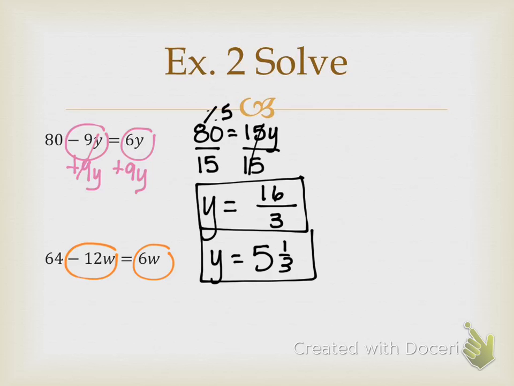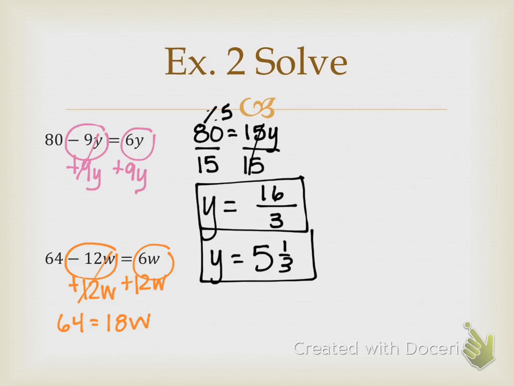Okay, we can't ever just swap something. So how do I get this 12w to move over to this side? What would I do? Add 12w. Very good. So we add 12w to this side, and I get 64 is equal to 18w.